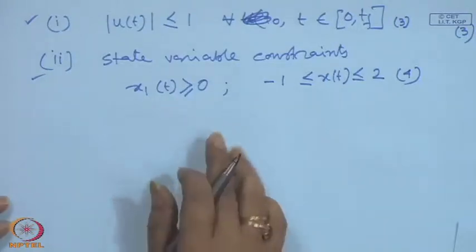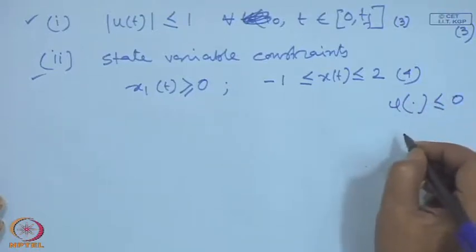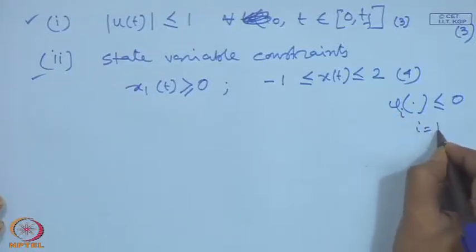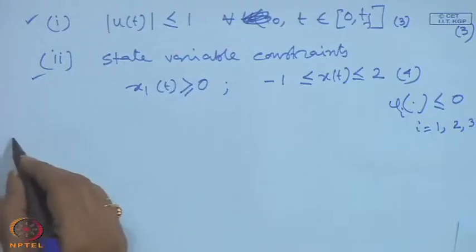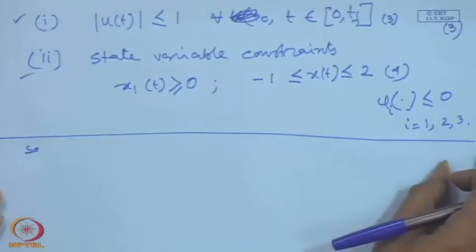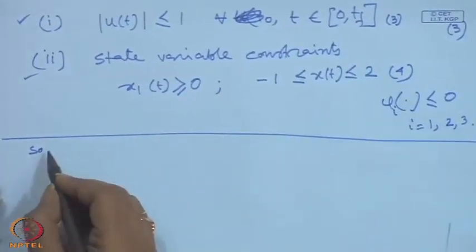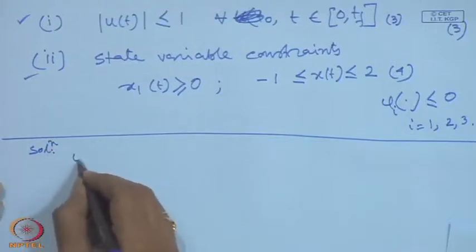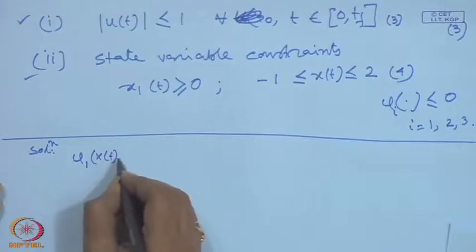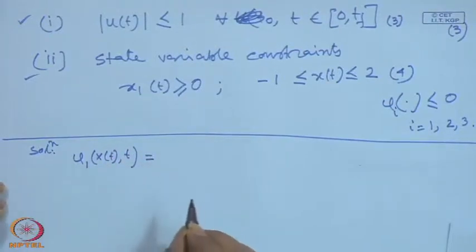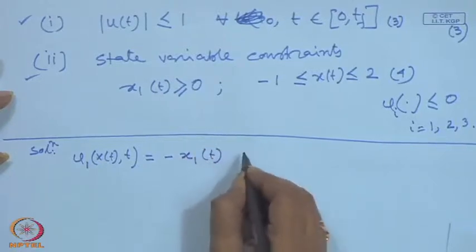So, how to solve this problem? We have told you that all inequality constraints we have to write in this structure: psi i less than or equal to 0, where for our case i is equal to 1, 2, 3. Now, how do I write psi 1? Psi 1 of x of t is nothing but minus x1 of t, which is less than or equal to 0.